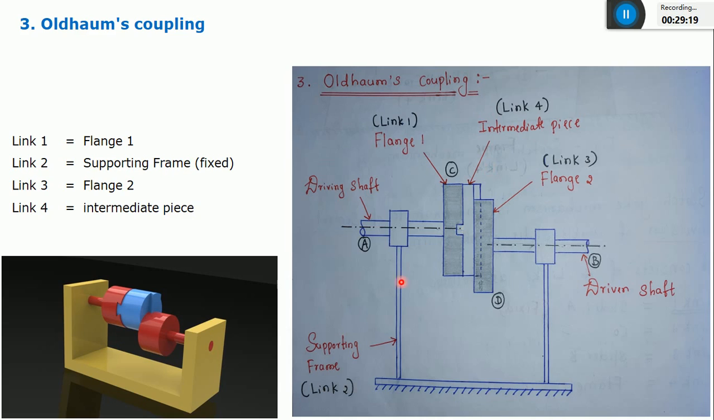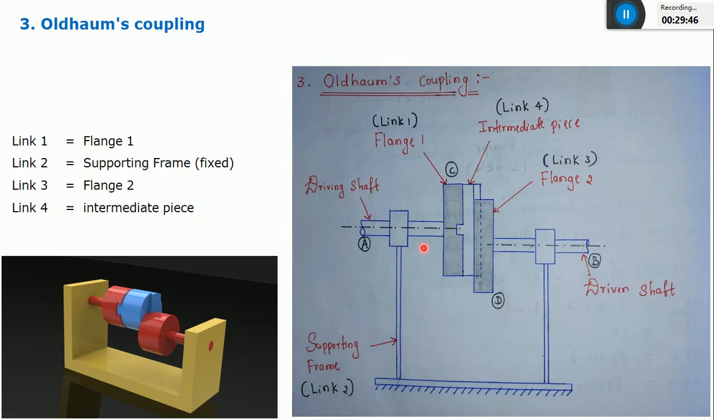Okay, so first draw one shaft, the driving shaft. After that, just draw one more shaft, that is the driven shaft. Okay, and this is the support. You can say bearing, support frame. This support comes under one link, that is the supporting frame, that is one link.